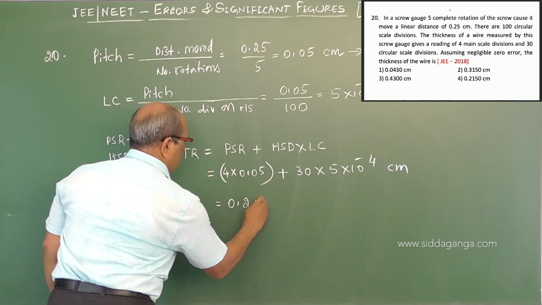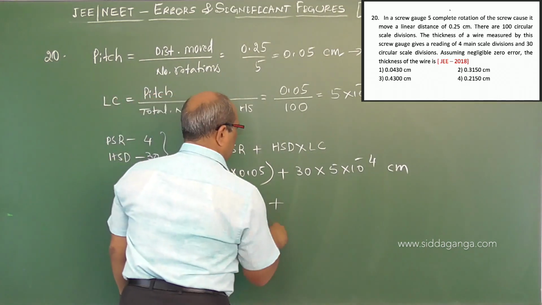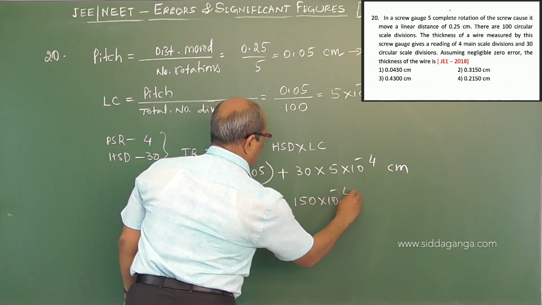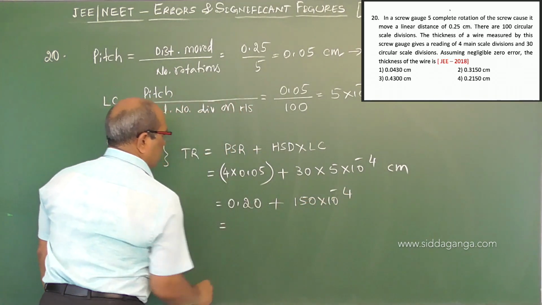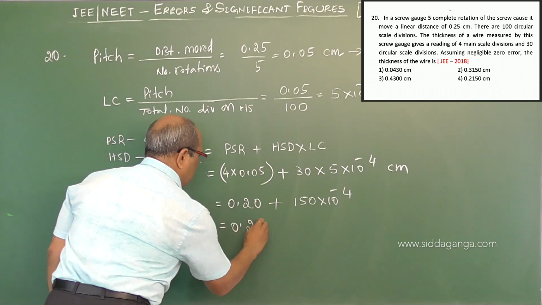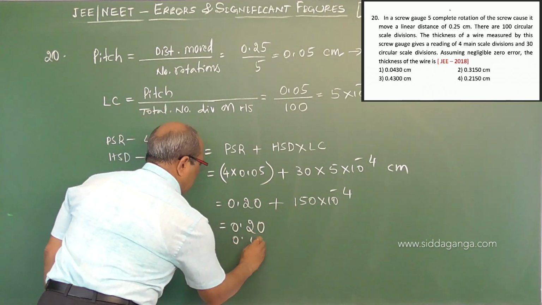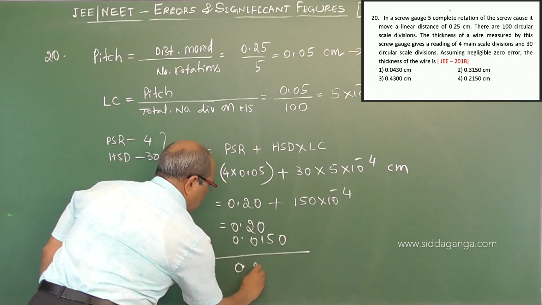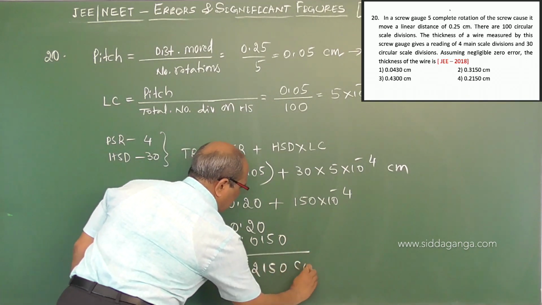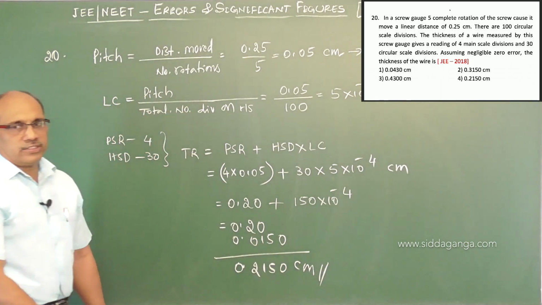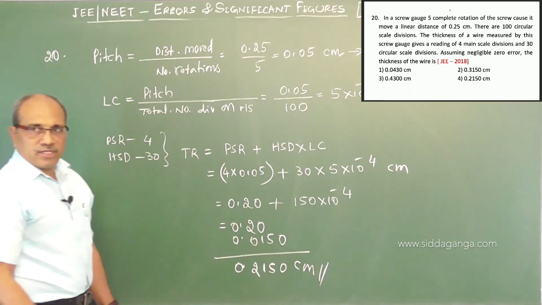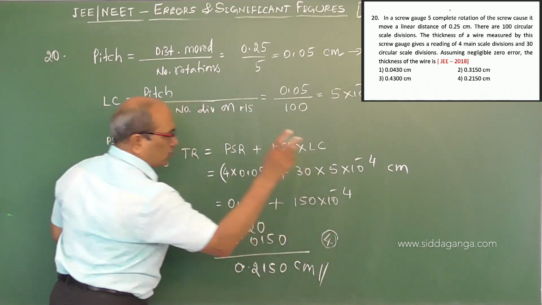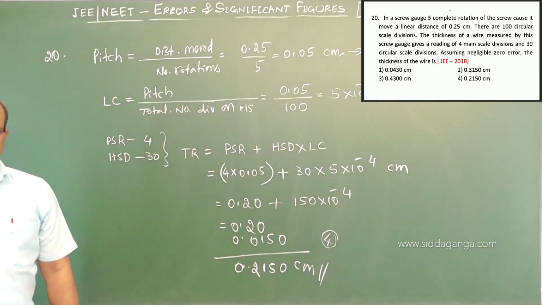It becomes 0.20 plus 150 into 10 power minus 4. For simplification, I can write it as 0.20 and 0.0150 added, 0.2150 centimeter, is the correct option. 0.2150 is the fourth one. The fourth option is the most correct one.